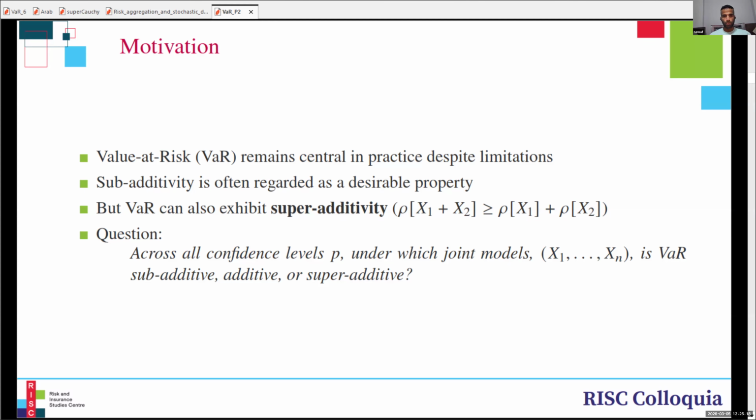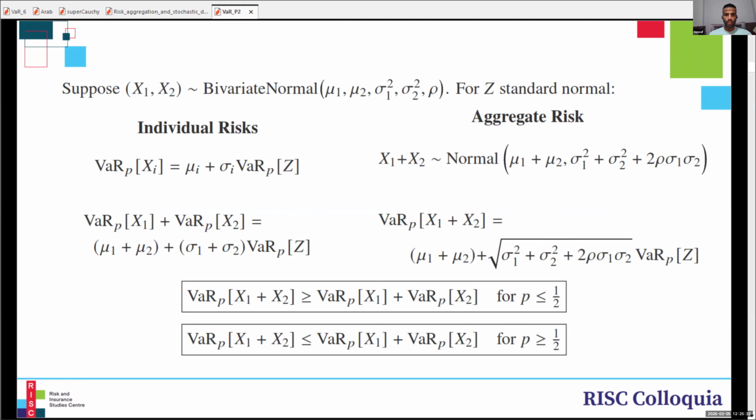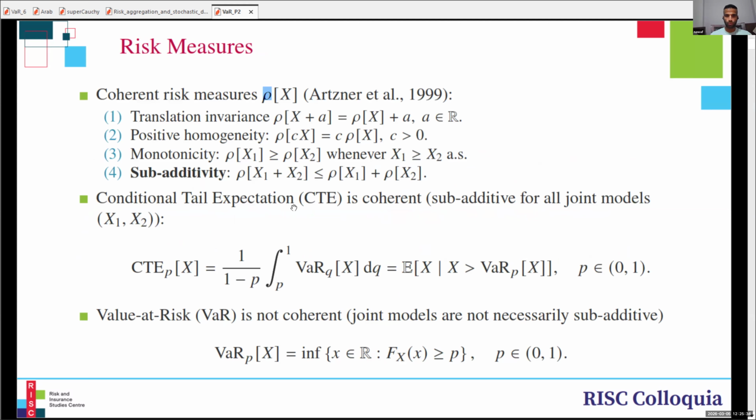Okay, so var is not coherent, but that drawback gives it an advantage, which is that it can capture superadditivity unlike other risk measures. If we go back to the conditional tail expectation, we said it's always subadditive. And there is no place for superadditivity within the realm of the conditional tail expectation, and in fact, within the realm of all coherent risk measures.